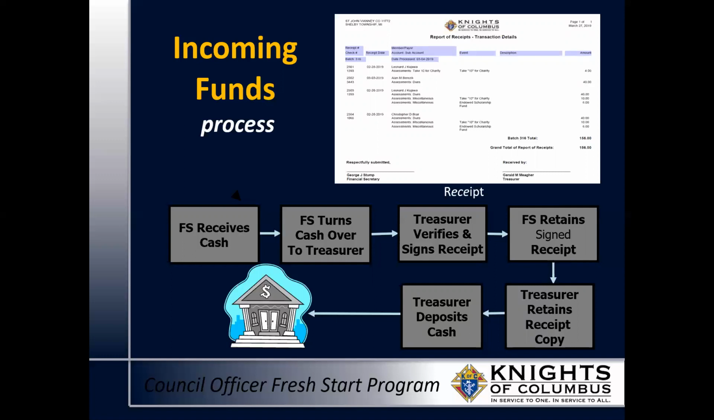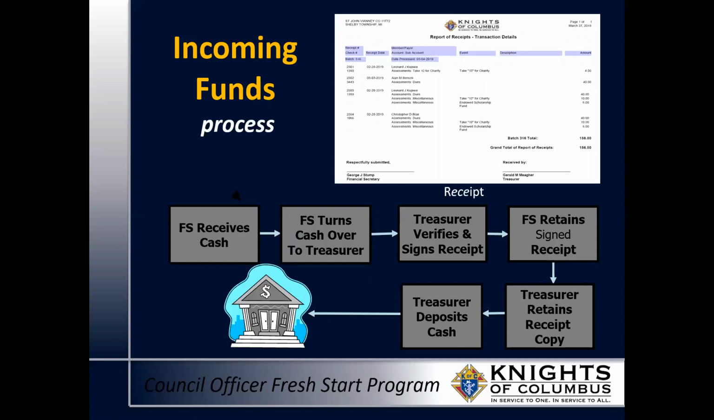So the financial secretary takes the cash and gives it to the treasurer. The treasurer then verifies what cash he's received and signs a receipt. And then the financial secretary retains a copy of that receipt, and so does the treasurer. So there are 2 copies of that receipt, and both of them keep a copy. And then the treasurer deposits the cash into the bank.